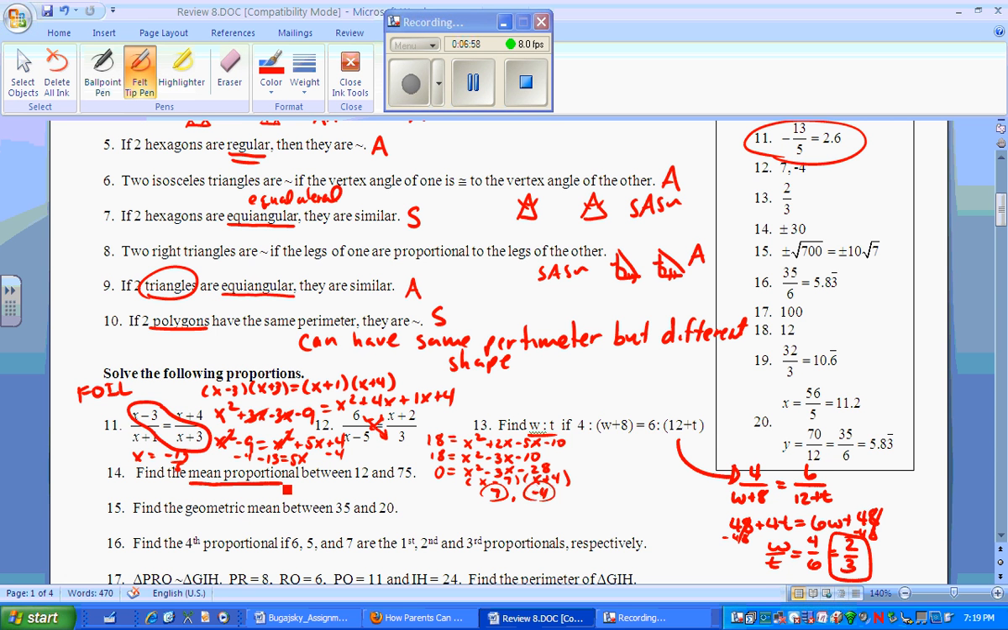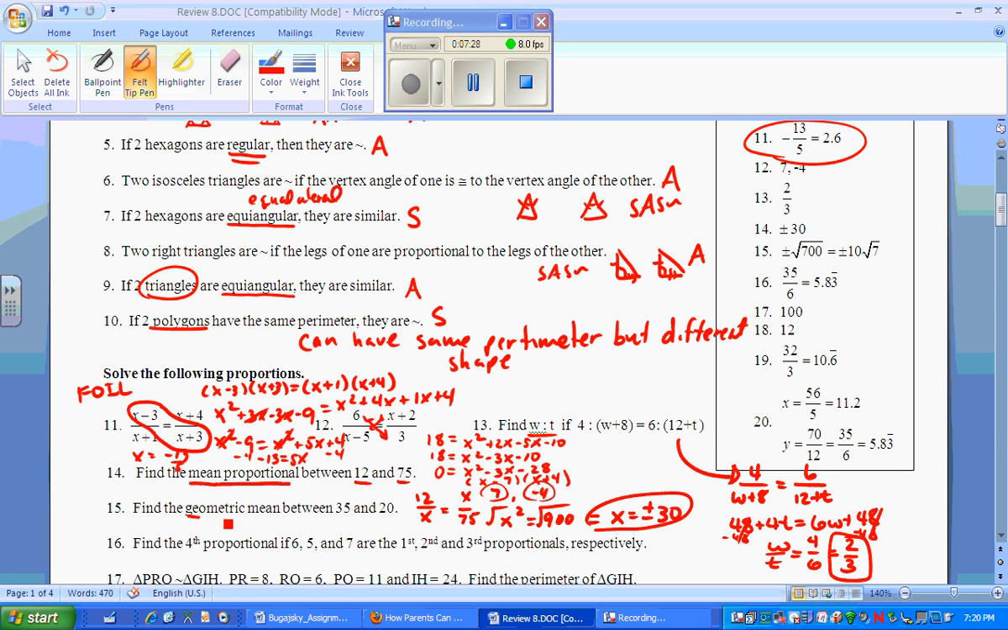Number 14, the mean proportional between 12 and 75. These are your extremes. So when you were looking for your extremes, it's up in the first and in the fourth spot. X squareds go there. You get x squareds equal, cross multiply, you get 900. Take the square root. Anytime you take the square root, you get plus or minus. So x equals plus or minus 30.